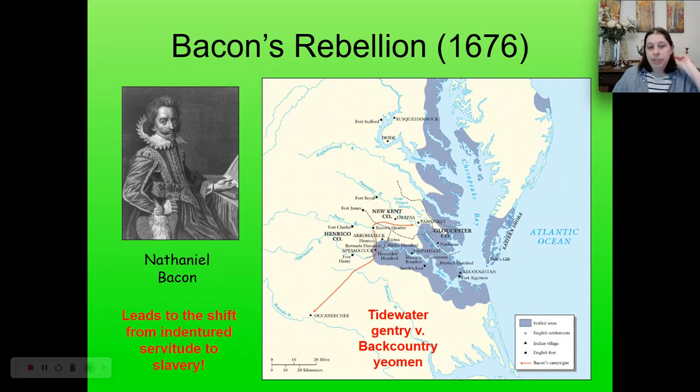Bacon's Rebellion is 1676, the same year as Metacom's War that we talked about in New England, but down in Virginia. We're 100 years away from the Declaration of Independence. This is basically a class rebellion. This is a rich versus poor thing. You have poor indentured servants, landless whites.